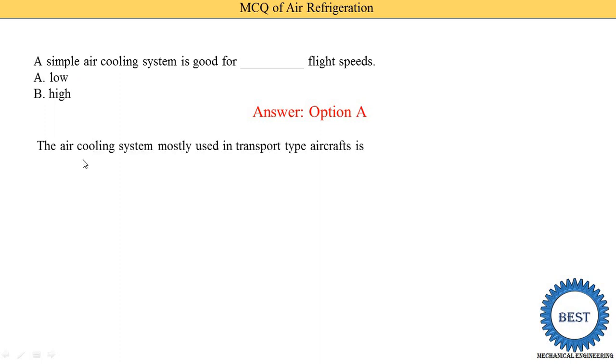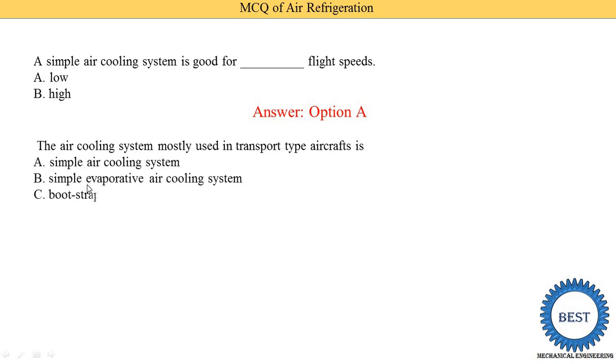The air cooling system mostly used in transport type aircraft, means in a transport type aircraft, which type of aircraft cooling system is used? Simple air cooling system, simple evaporative air cooling system, bootstrap air cooling system, and all of these. So the answer is option C. In a transport type aircraft, the bootstrap air cooling system is there.